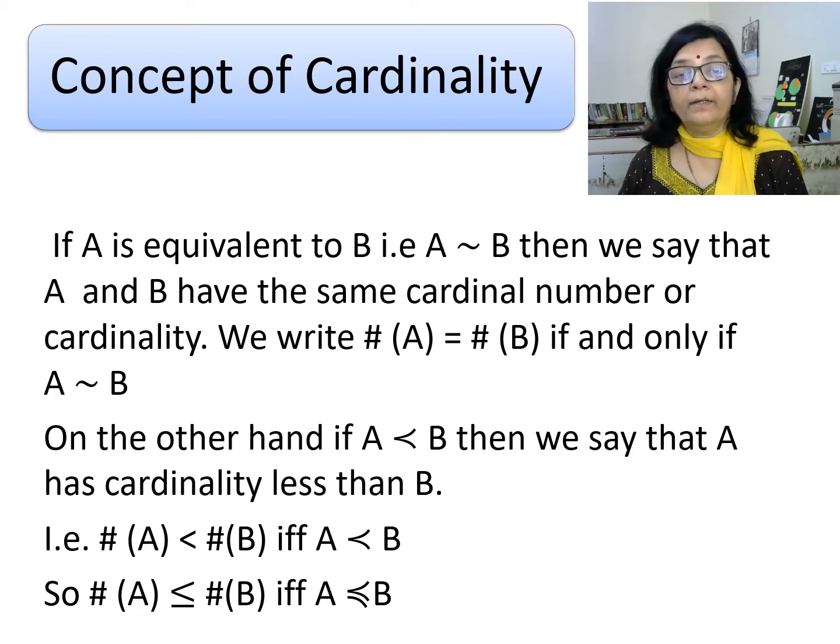On the other hand, if A precedes B, then we say that A has cardinality less than B. That is, cardinality of A is less than cardinality of B if and only if A precedes B. So, cardinality of A is less than or equal to cardinality of B if and only if A precedes or is equal to B.